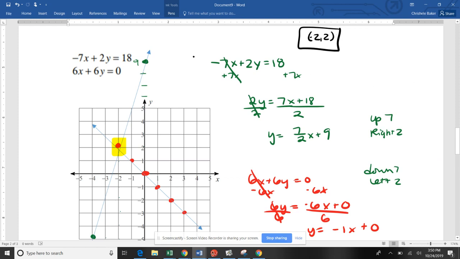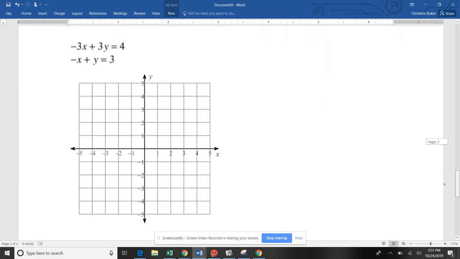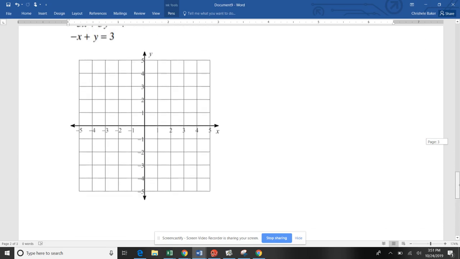And of course, I could check that and plug it back in and make sure everything works. Okay. One more example.